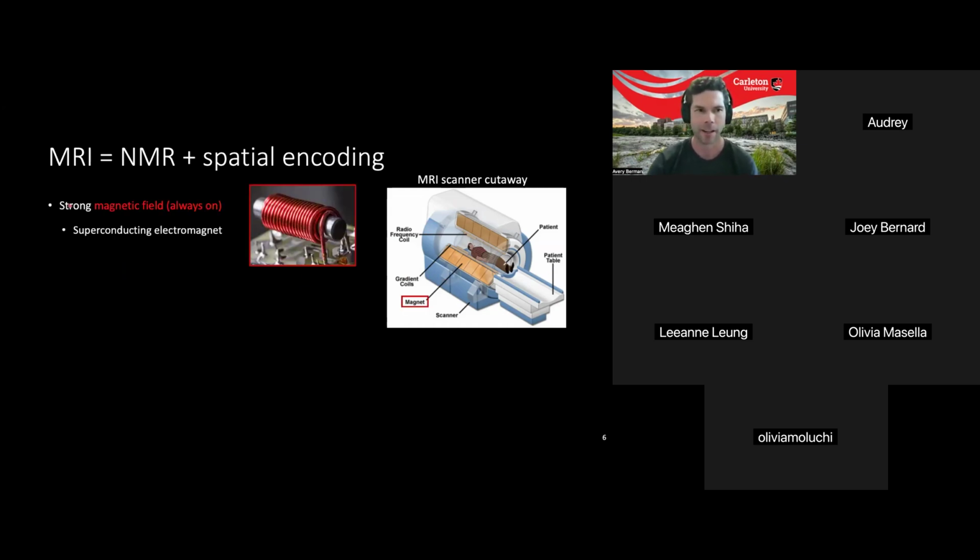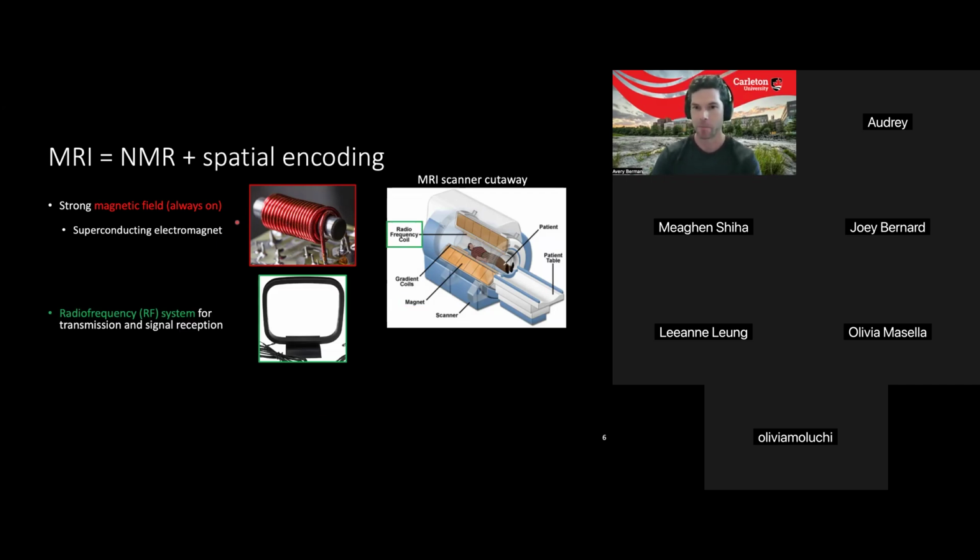So first off, we have a strong magnetic field. It's effectively a solenoid magnet, not like the solenoid you'd see in your electronics components, but a superconducting electromagnet. So there's zero resistance in the wires and they're cooled using liquid helium in order to maintain that superconductivity. And this allows us to get these ultra high magnetic fields that are necessary to give us reasonable measurable signals.